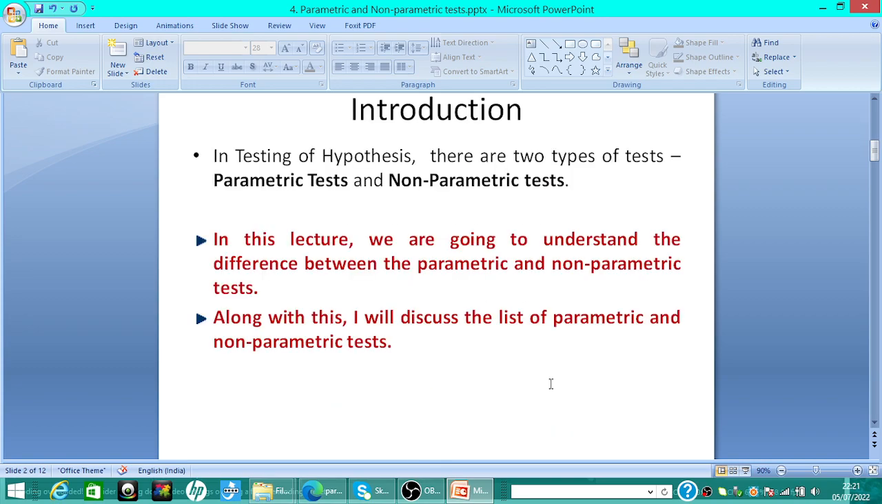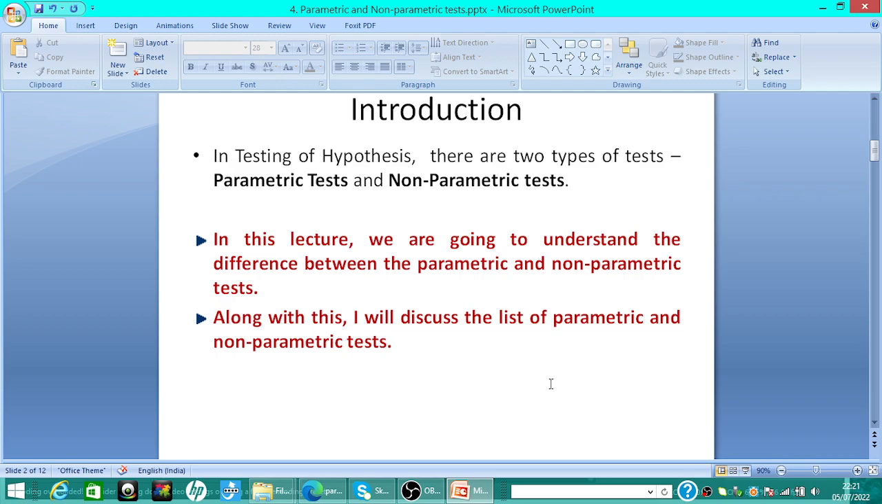So, introduction. In testing of hypothesis, there are two types of test: parametric test and non-parametric test. In this lecture we are going to understand the difference between those, along with which we will discuss the list of parametric and non-parametric tests.